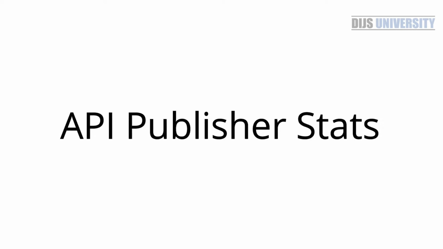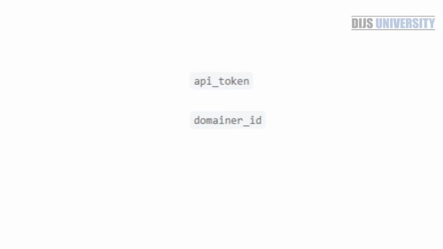So welcome to API Publisher Stats. API reports can be activated by using call URLs containing two parameters specific for each account in Zeropark. So as you can see, it'll be shown as API_token and domainer_ID. So the Zeropark team will provide you with your unique values for the parameters.